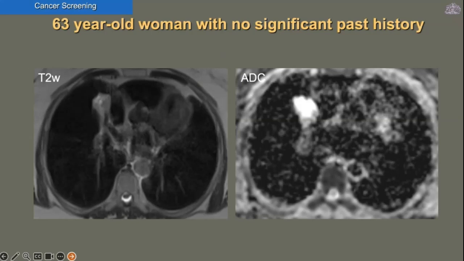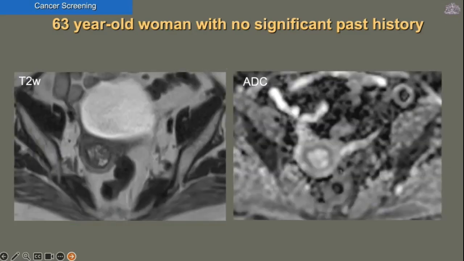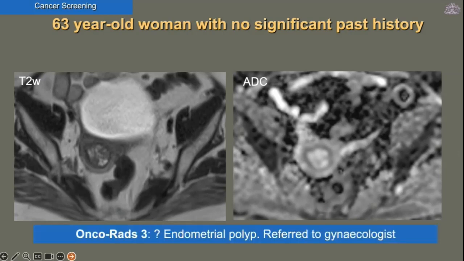So here is another patient, a 63-year-old woman, and this lady was screened at Phoenix in the early days of a screening program. And here we see, although we say MRI is not particularly good at looking at the lung, in this example there is a lung mass that was given an OncoRAD 4 finding, referred for chest CT. And incidentally, there was also a second lesion in the pelvis within the uterine cavity. So this was thought to be potentially an endometrial polyp, and she was appropriately referred to the gynecologist.